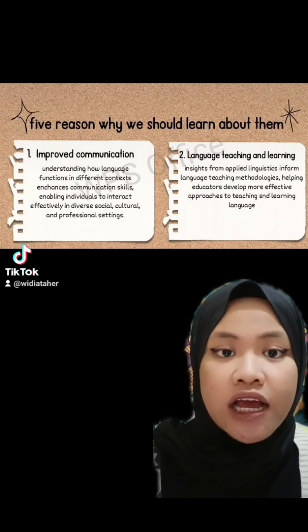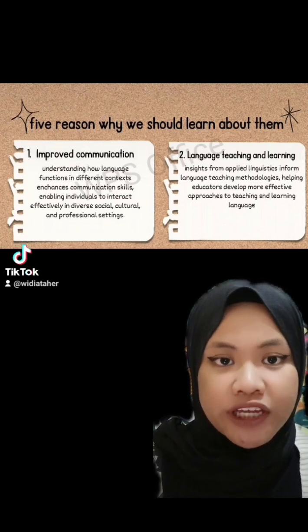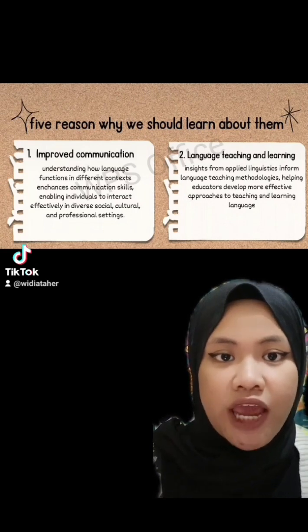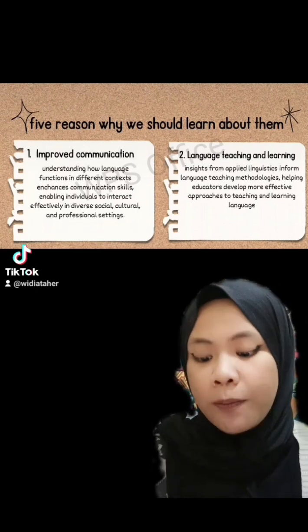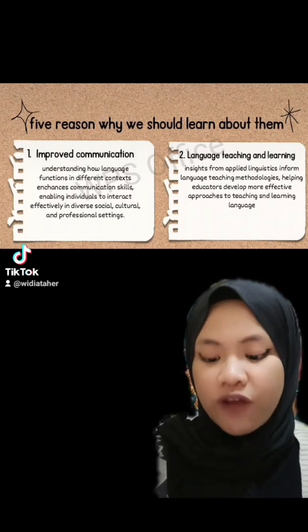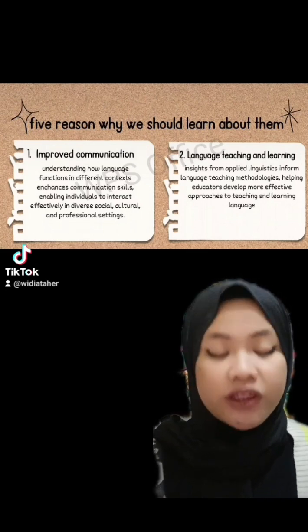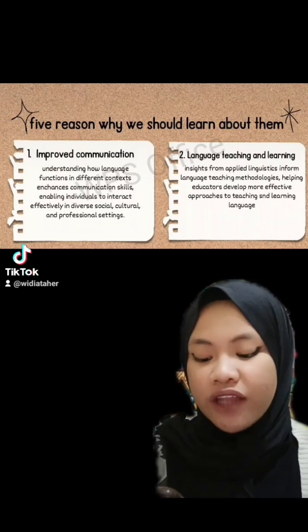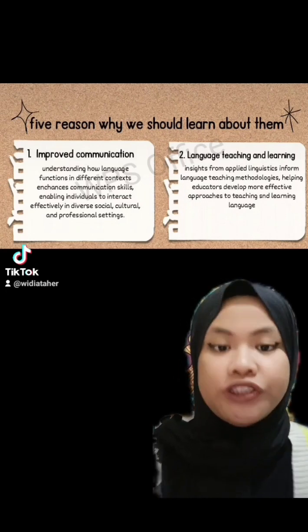Next, the second one, language teaching and learning. Insight from applied linguistics informs language teaching and methodology, helping educators develop more effective approaches to teaching and learning language. Applied linguistics provides valuable insight that enhances language teaching methodologies, enabling educators to develop more effective teaching and learning approaches.